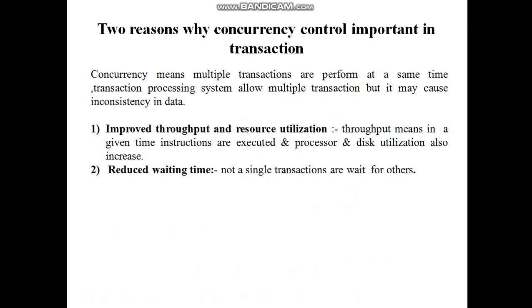Because of concurrency, the throughput is improved. Throughput is nothing but how many instructions are executed in a given time. And resource utilization means processor and disk utilization also increase because your transactions are performed concurrently. The next is reduced waiting time, because a single transaction does not wait for others, as they perform concurrently.